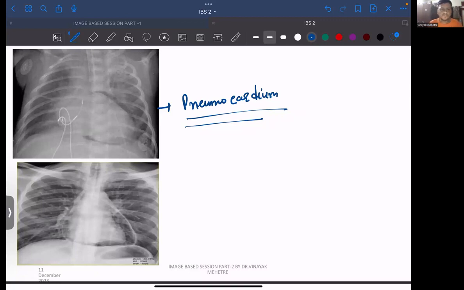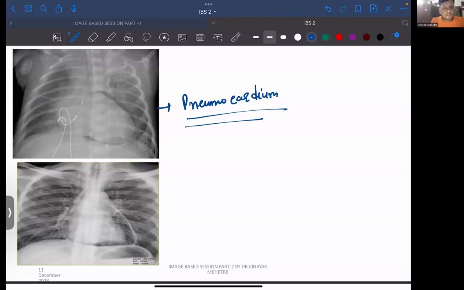What will be the treatment? Put a needle and remove the air, that is the treatment for this patient. Yes, puncture. We will put a needle and remove that.